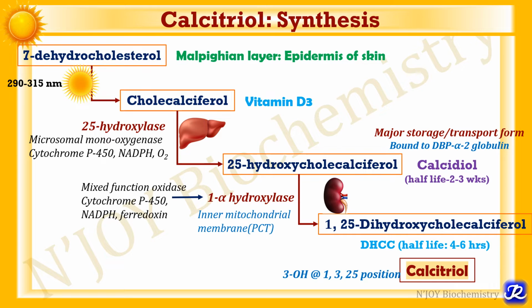This is the active form of vitamin D3, that is calcitriol, and it has 3 hydroxy groups present at positions 1, 3 and 25, and that's why it is called calcitriol. This biologically active form of vitamin D has action on various target organs, most importantly intestine, bone and kidney.